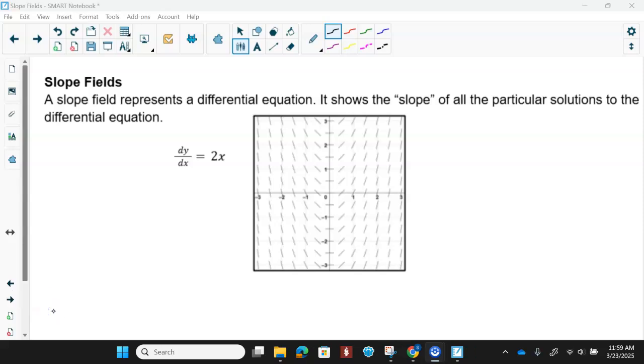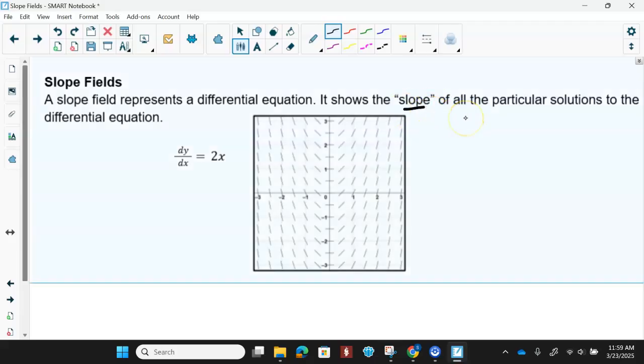So here in this lesson, we're going to introduce the concept of a slope field. A slope field is a representation, a visual of a differential equation. What it does is it shows the slope of all the particular solutions. Now remember, when we did particular solutions in a previous lesson, when we solved our differential equation, we did not leave it with plus c, right?